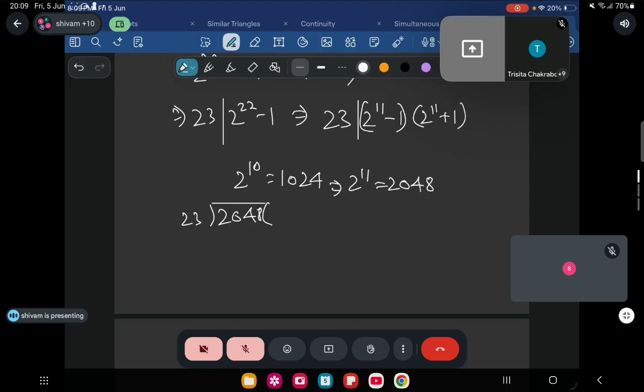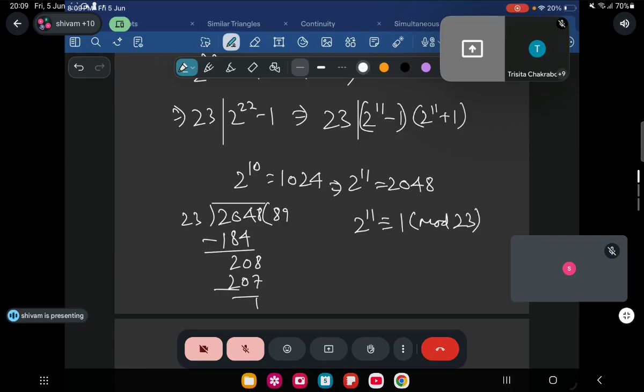How much? 8, right? 92 into 2, 184. We'll get 20 over here, 208. So this will give us 92 into 4, 23 into 8, 23 into 9 will give us 207. So see, the remainder is how much? 1. So I can say that 2 to the power 11 is congruent to 1 mod 23. Are you getting?